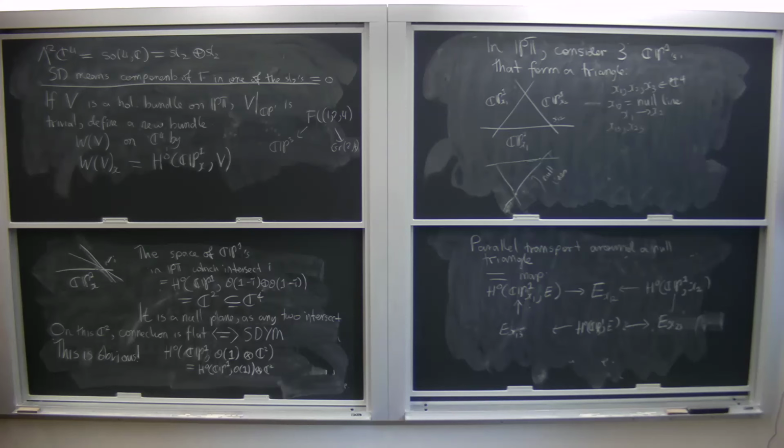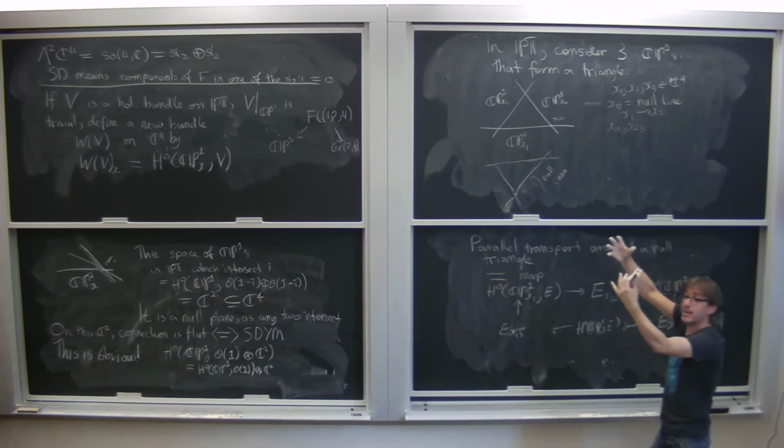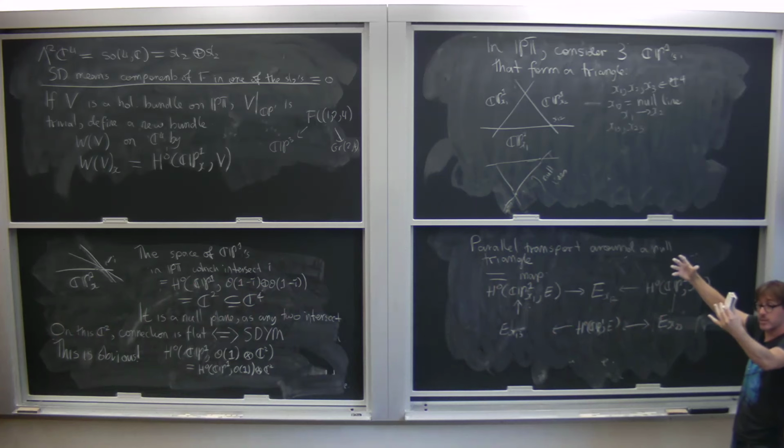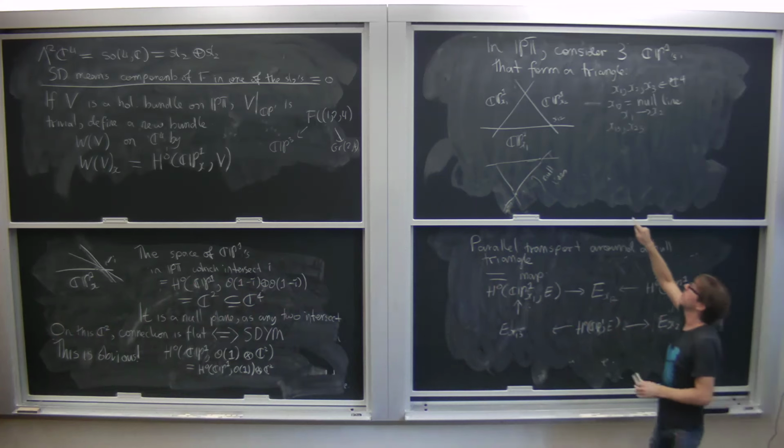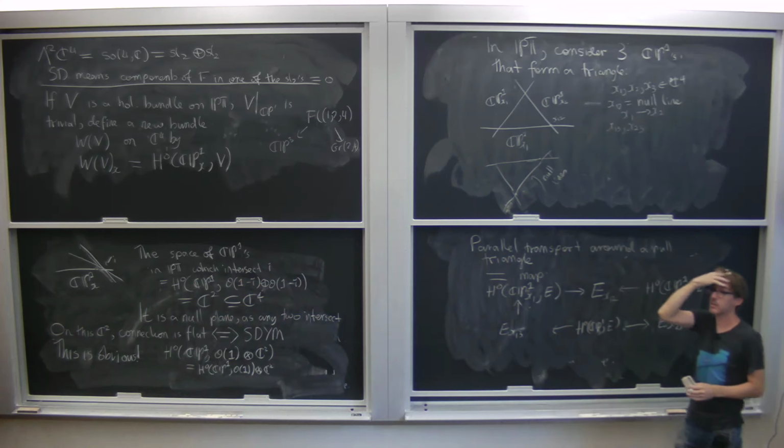Okay, any other questions? This is the comment you made about how they're not all trivialized. Yes, they're not exactly trivial. I draw this triangle in CP3, and if I look at a little neighborhood of that triangle, my bundle is not trivial on that region, even though it is on each CP1.